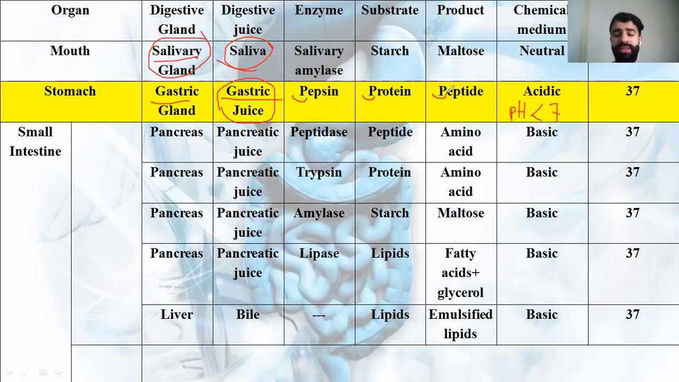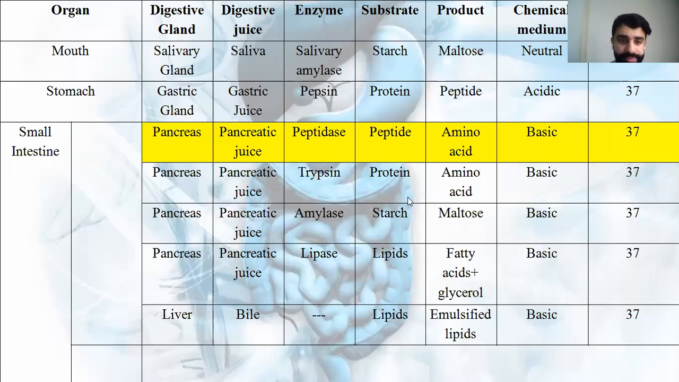Before we move to the small intestine, you have to know that the mouth and the stomach are the only ones different from the basic. The mouth is neutral, so the pH is approximately 7, and you have to know that the stomach is acidic, pH less than 7, while the rest of the enzymes are basic.